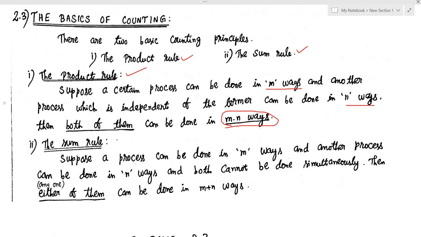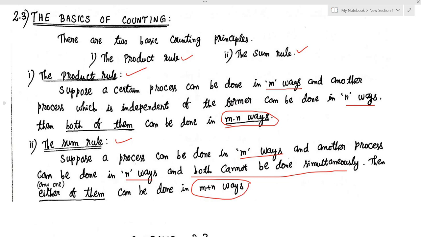Second one, the sum rule. Suppose a process can be done in m ways, this is quite similar to product rule, and another process can be done in n ways and both cannot be done simultaneously. Remember in product rule we consider both of them can be done simultaneously, but in sum rule both cannot be done simultaneously. Then any one of them, that is either of them, can be done in m plus n ways.